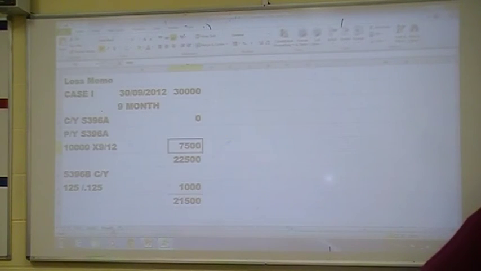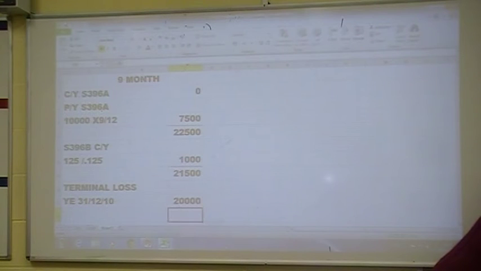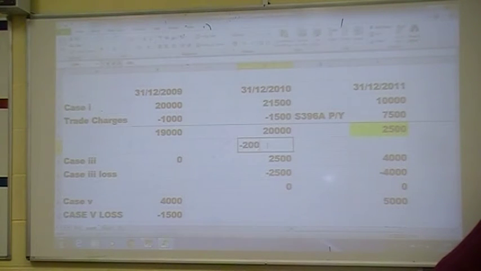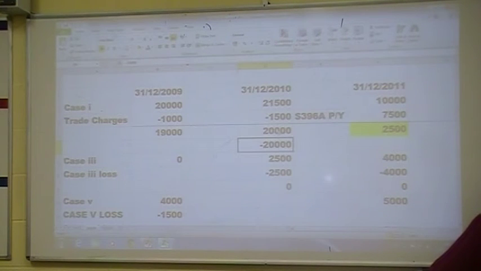So I'm going in here now again. So this 21,500, and this is called a terminal loss. Okay, so I'm going to go into year ended 31st of 12/10, and that is 20,000. We'll ask her to remember. So I'm actually left with nothing inside there, should I not? Yeah, my 20,000, okay, this is a terminal loss now. Can I see the new memo there? Which one? The last memo you did there.